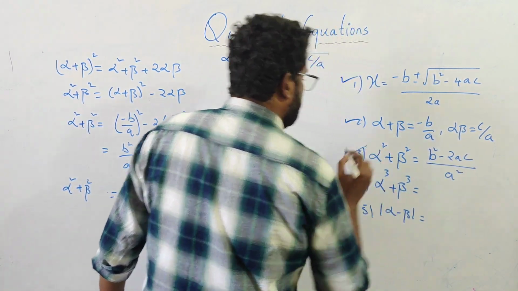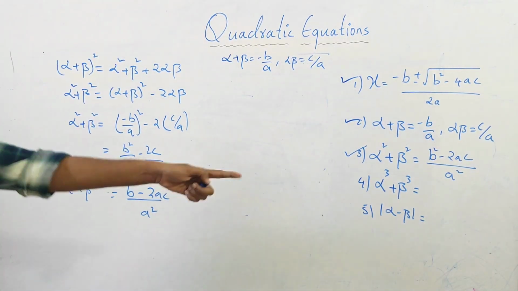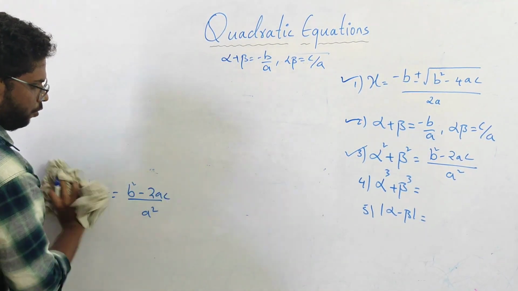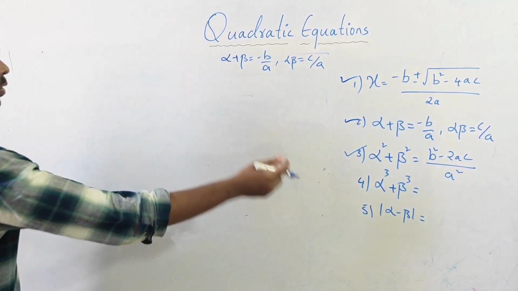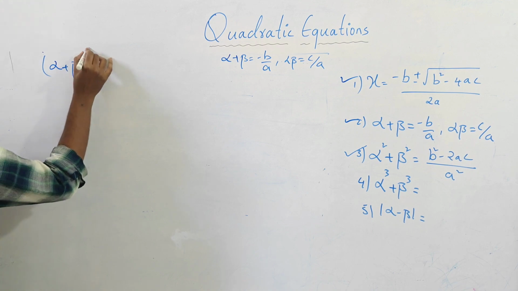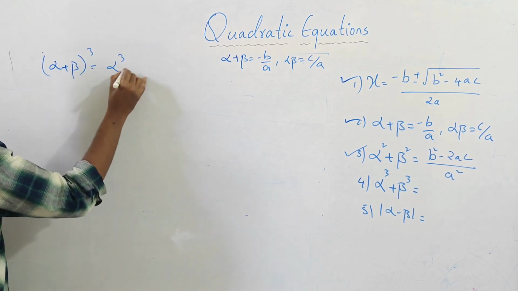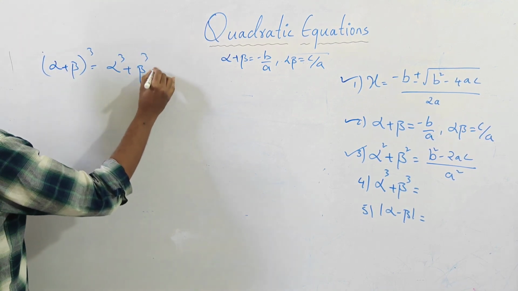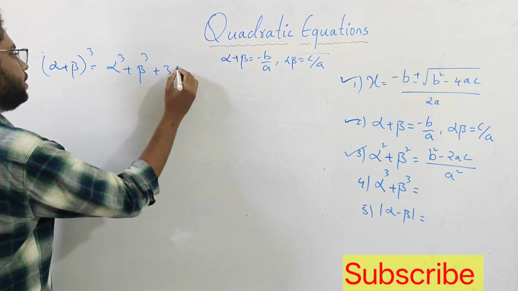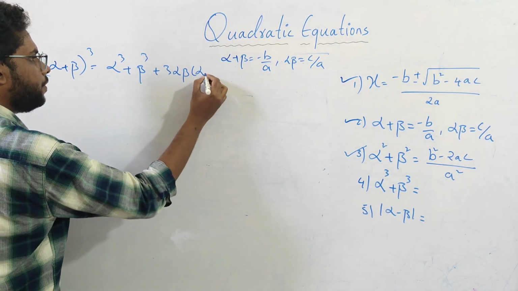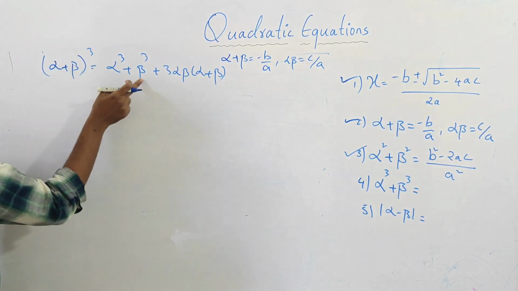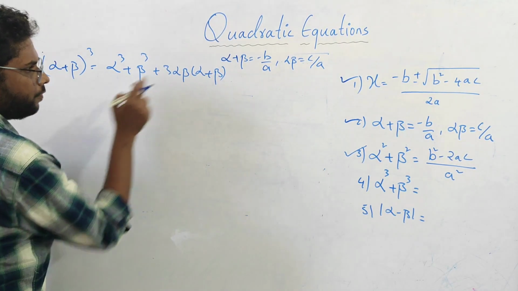Important, we have to remember this formula. Now let us see how to find alpha cube plus beta cube. Similarly, cube is there. Can I find alpha plus beta whole cube? What is the formula? We have (a plus b) whole cube equals a cube plus b cube plus 3ab of (a plus b). This is the formula of (a plus b) whole cube.